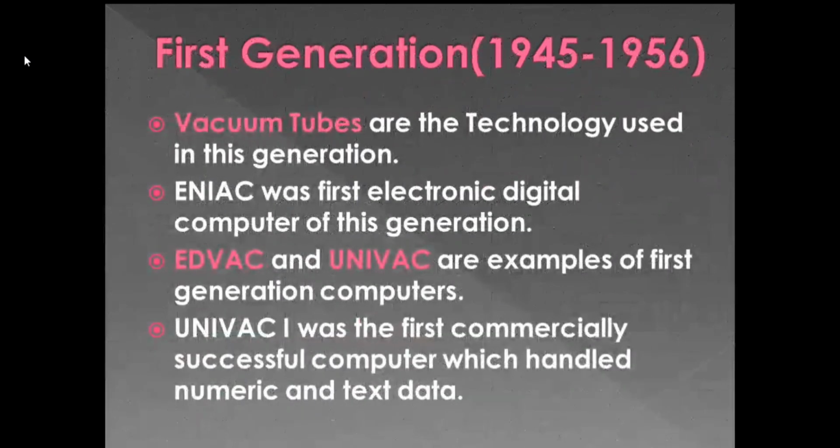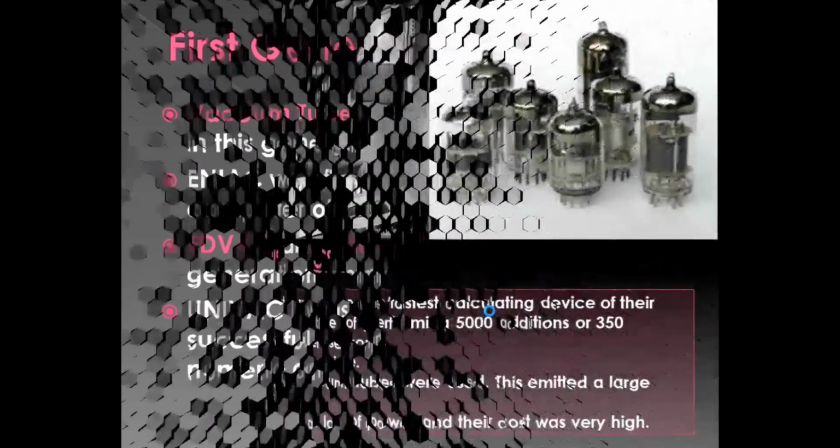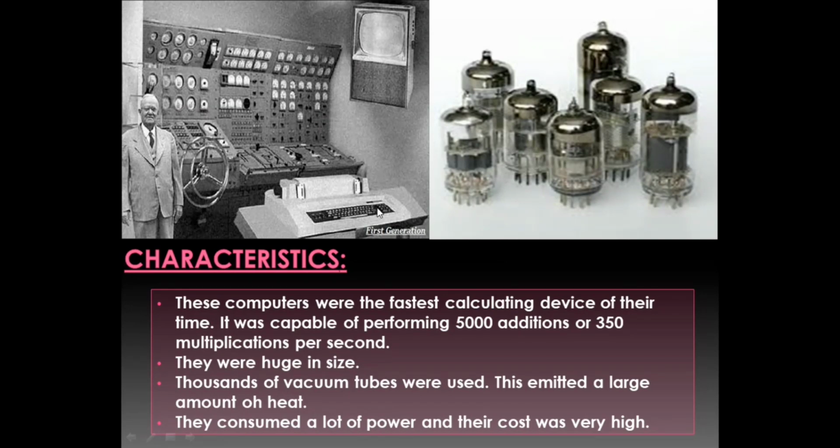First generation computers. First generation computers start from 1945 to 1956. In this generation vacuum tubes are used. These vacuum tubes are the main electronic component. The Electronic Numerical Integrator and Calculator, ENIAC, was the first electronic digital computer, and UNIVAC 1 was the first commercially successful computer. UNIVAC stands for Universal Automatic Computer. This is the first generation computer, and these are the vacuum tubes.